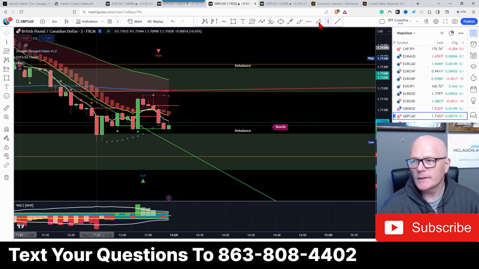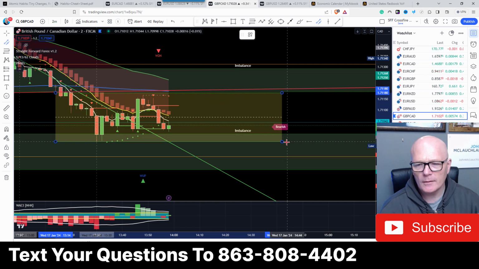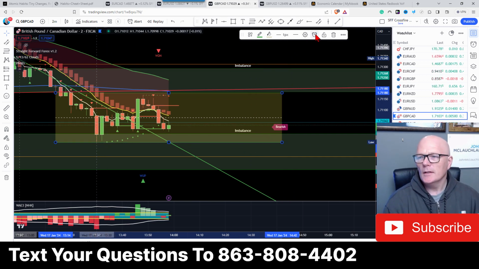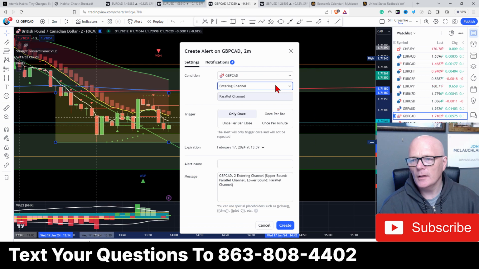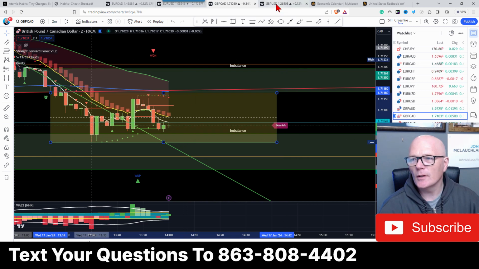GBP CAD, we'll do the same thing. Parallel channel. We'll put it just inside the red trend line that we put on, and we'll put it just outside there. Okay, so I'm looking at that just outside that price. Click the alarm clock. Exit in the channel. And that's it. Again, you can highlight this. You can say, have a look at the trade, John, or whatever message you want to put on there. Click on create, and that's us done.